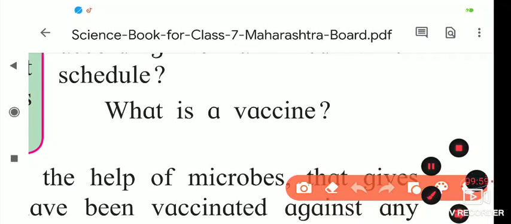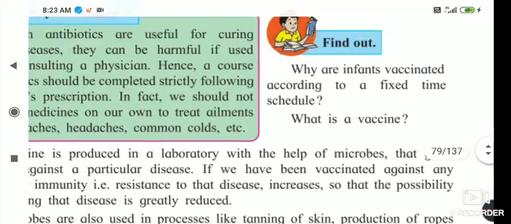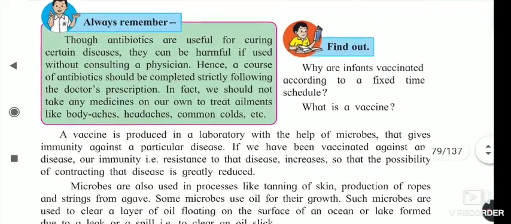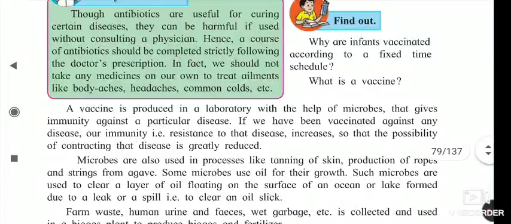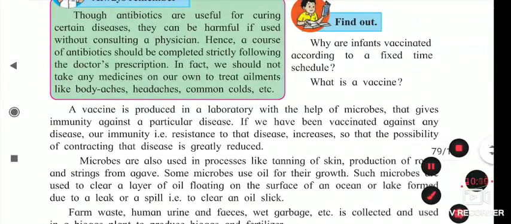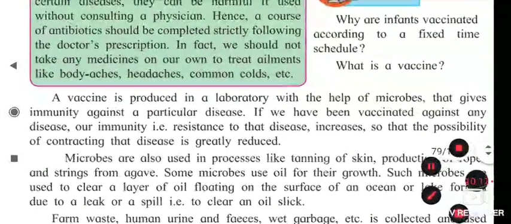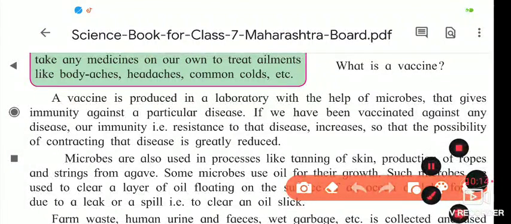So for that, we will see here what vaccines are. The answer is given here. A vaccine is produced in the laboratory with the help of microbes. Just as I told you, the use of microorganisms inside it.